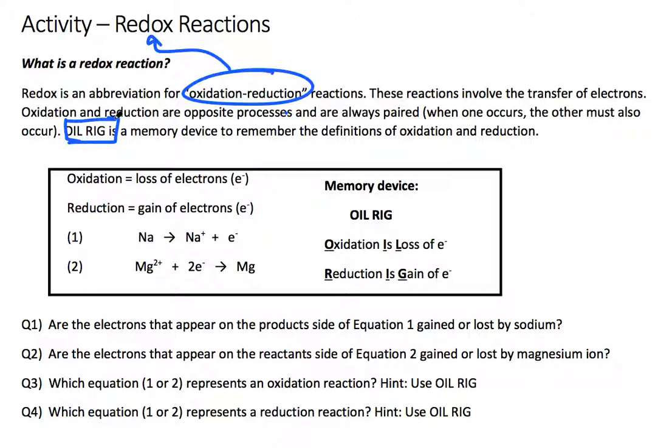So for example, a mnemonic to remember that is OIL RIG. Oxidation is loss of electrons and reduction is gain of electrons. So oxidation is loss, reduction is gain, so that's right here as well. That will hopefully help you keep those processes defined and remember the definitions for those.